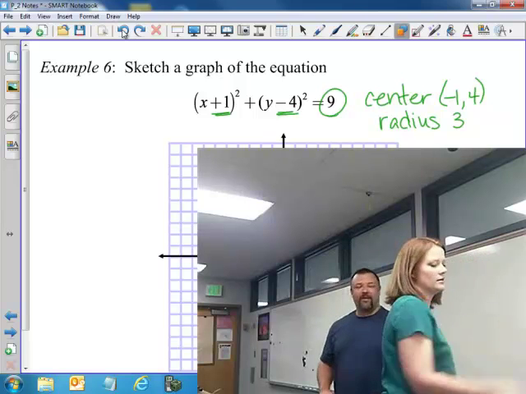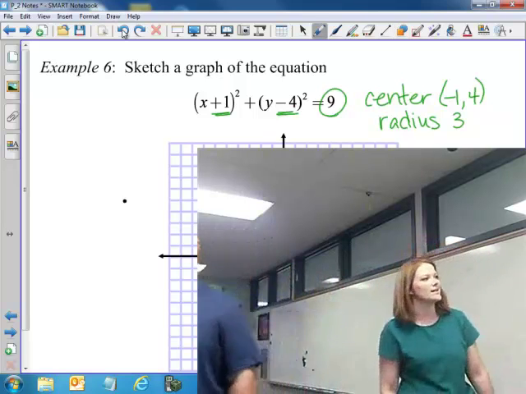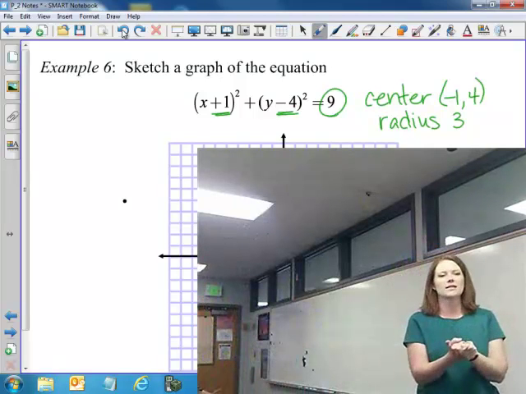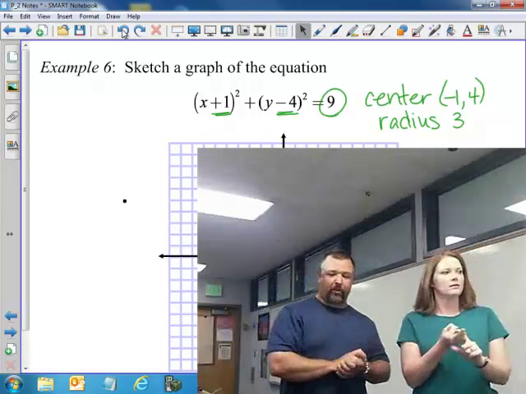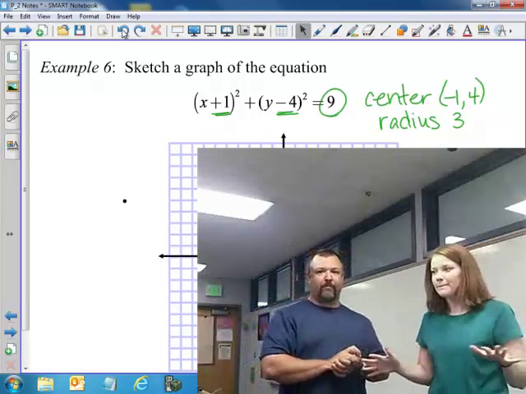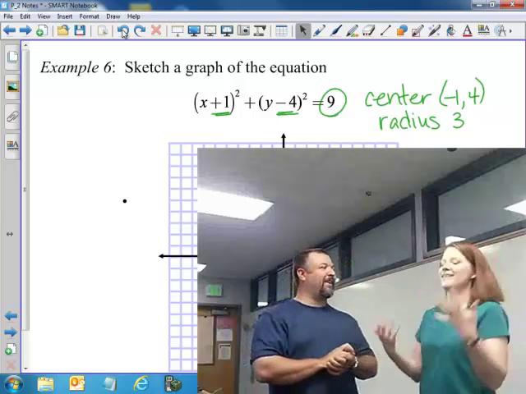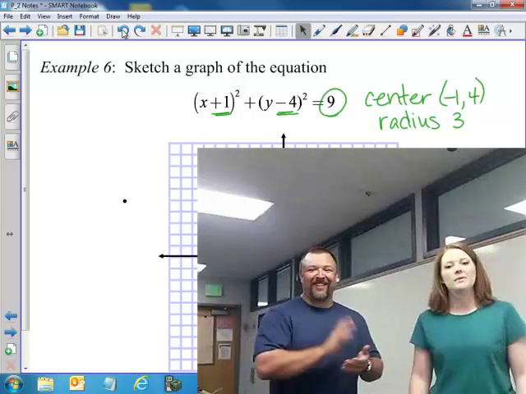Beautiful. And when in doubt, you can always go like this and go 3, so they know exactly how big that radius is. So just go up, down, left, right, and try to sketch in your circle. So we've covered distance formula, midpoint, circles, and they all come from geometry, which is the Pythagorean theorem.